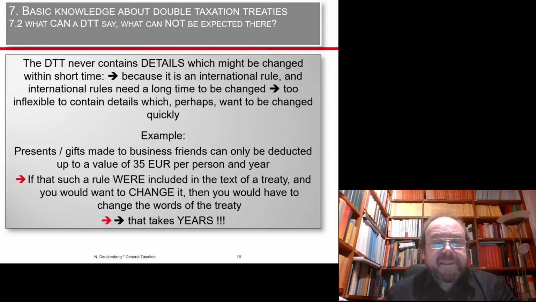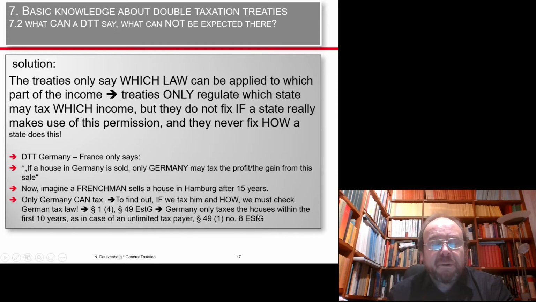So if national law says we increase that limit for business presence or we turn them into non-deductible expenses in all cases, even if they are lower than 35 euro, that could be easily done by just changing the one and only sentence in the ESDG, because everywhere where a double taxation treaty says Germany can tax business profits, the business profit will be computed and assessed according to the rules of the German national law, and you just changed the one sentence in these rules, and that takes effect for every case when German law applies.